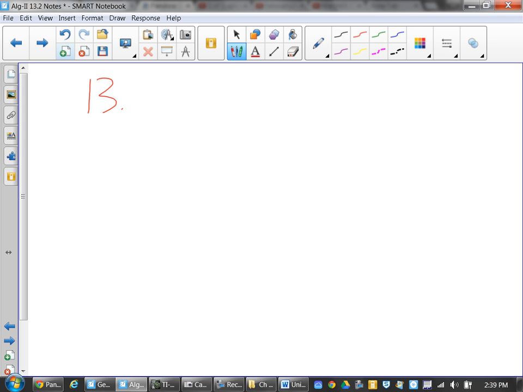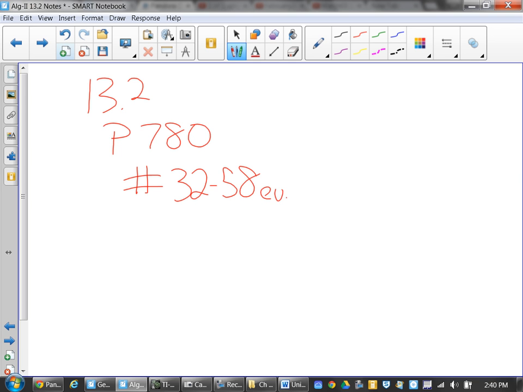Here's what I want you to do. It's page 780, 32 through 58 evens, please. On some of the problems where you're plotting your stuff, graphing them and then finding your coterminals, try to get in the habit of identifying what your reference angle is as well. It just gets to be good practice, so that when we're working with our stuff later, you'll get better at it. All right.